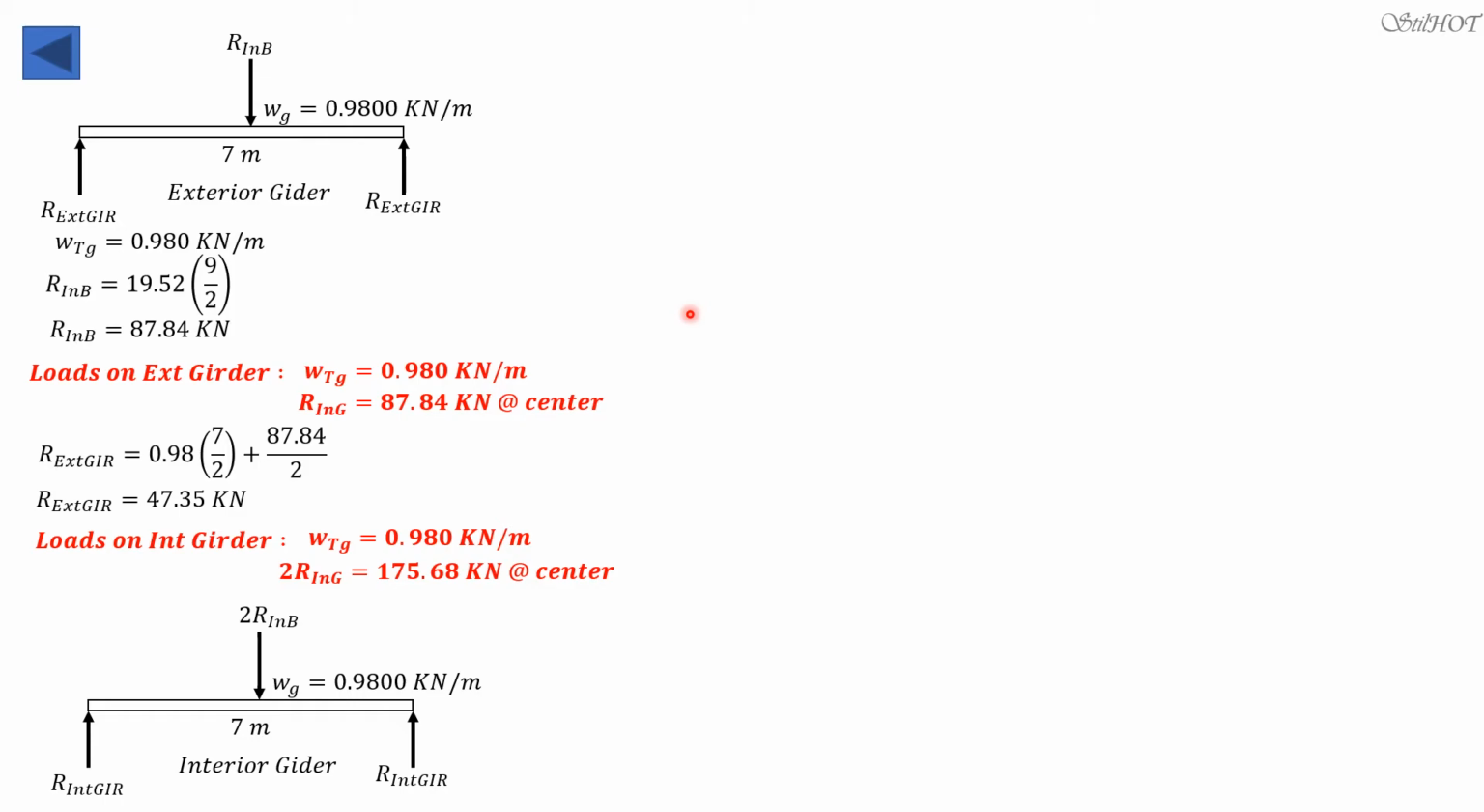So we now compute the force or load on column C2. But before that, let's solve for the reaction of the interior girder. We have one half of 0.98 times L, or 0.98 times 7 divided by 2, plus half of 2R internal. So half of 2 times R internal beam is R internal beam, which is 87.84. Then the reaction here would be 91.27 kilonewtons. So let's now isolate the column and the tributary area.